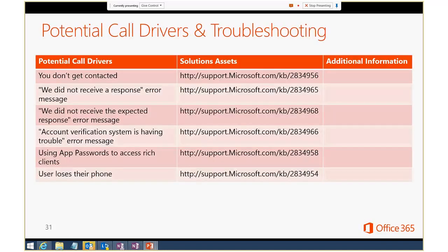These here are just a list of potential call drivers. They're all messages that typically reference when the user can't receive a call or can't receive a text. The solution, like we just talked about, is to either have the user change the options or, as the admin, force the user to go through setup again. And that's, I think, what we have for the slide.